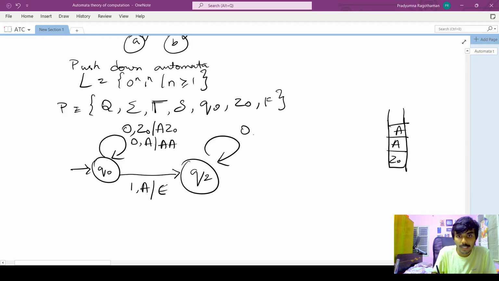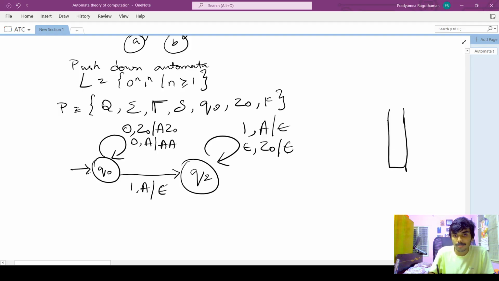So when q2 gets 1, that is what we require, and the top element in the stack is a, then we remove that a and accept the 1. If we again get 1, we pop all the a's out, and finally we have Z0 here. We shall remove this Z0 so that the stack is empty, and that indicates that we are in the final state. So with epsilon and Z0, we remove the Z0. If any string reaches this stage, we accept that string.